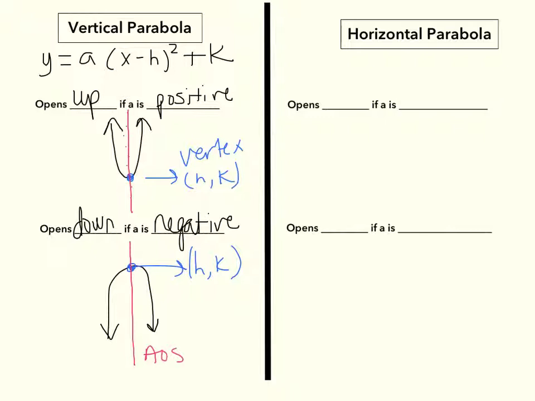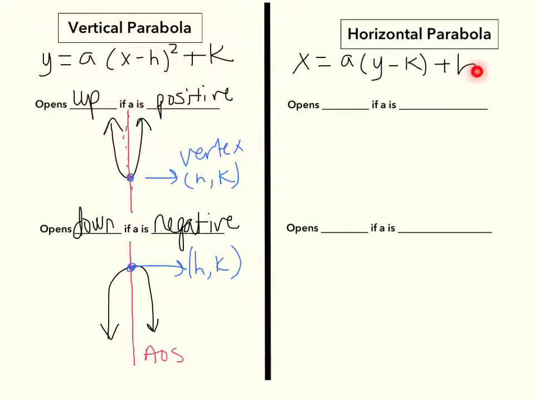So now we're kind of throwing this horizontal parabola into the mix. And the way you can recognize it when it's written as an equation is instead of y equals, it's actually x equals. And then a(y minus k) squared plus h, and the h and k are also switched. So notice that horizontal is x equals, a vertical parabola is y equals, and that the h and k have switched spots.